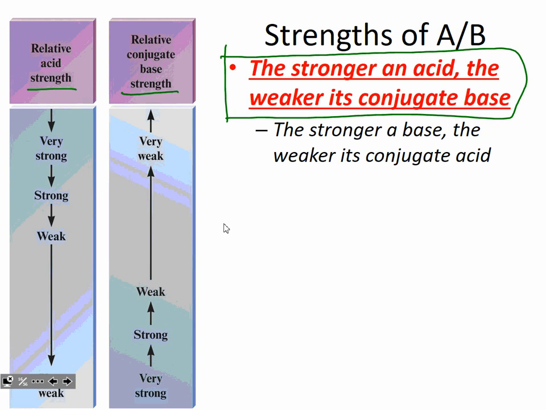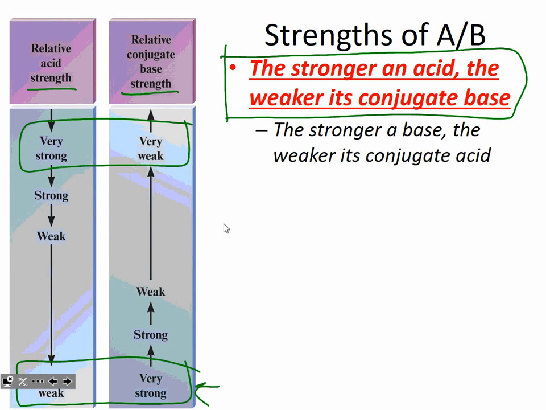And I first want to point out the extremes of this. So basically a very strong base is shown down here and a very strong acid is shown down here. This would be your strong acid, these would be your strong bases. A strong acid has an incredibly weak conjugate base. So this would be HCl and Cl minus.